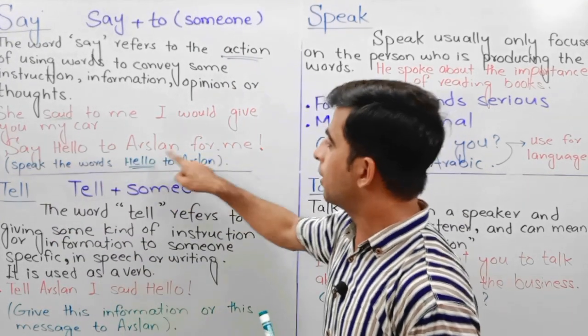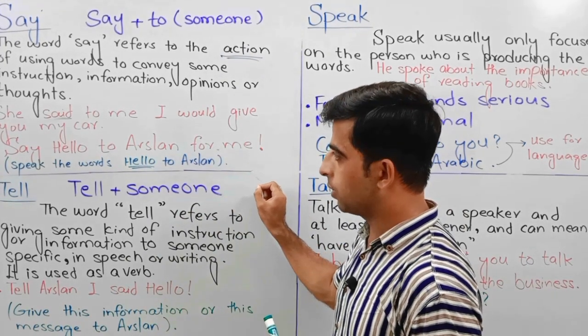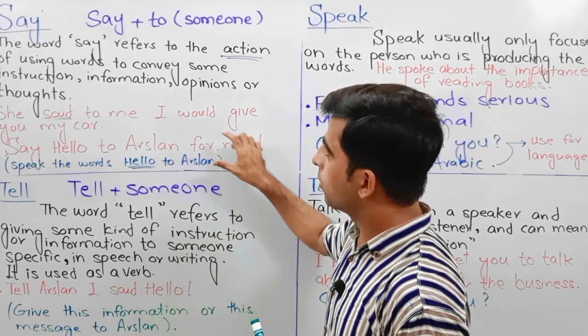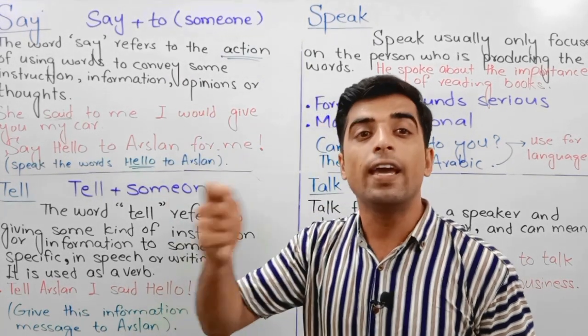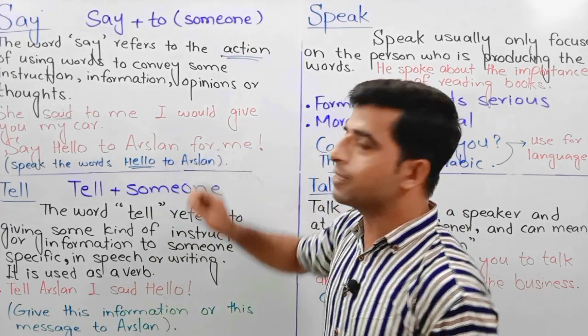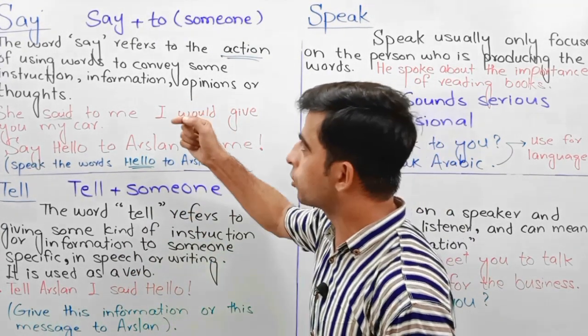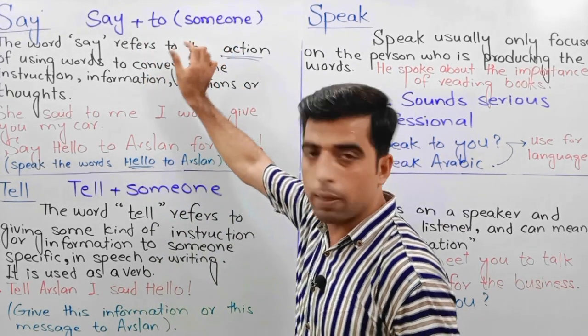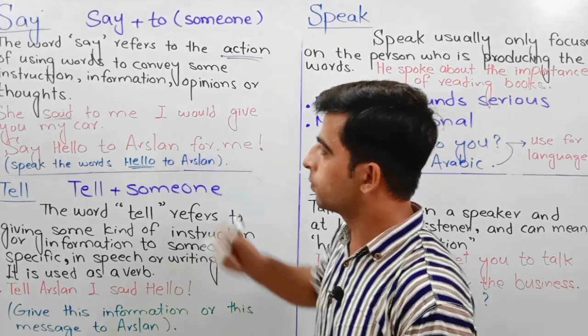Say hello to Arsalan for me. Speak the words hello to Arsalan. That is, we use say to convey action. In order to memorize the concept, how do you say? Just remember this thing: say plus preposition to plus someone.